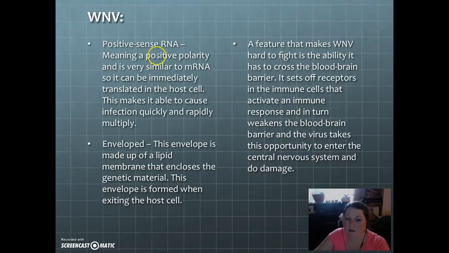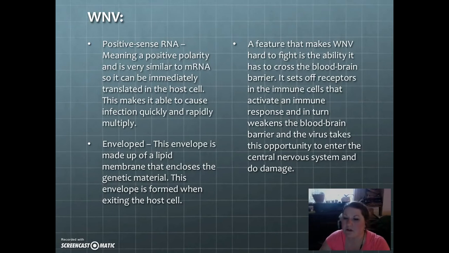It is a positive sense RNA virus, which means it has positive polarity. It's very, very similar to mRNA, messenger RNA, and so it can be immediately translated in the host cell, and then it rapidly replicates and moves through the body very quickly. It is enveloped. It's made up of that lipid membrane that encloses the genetic material, that capsid, and the envelope forms when it is leaving the host cell.